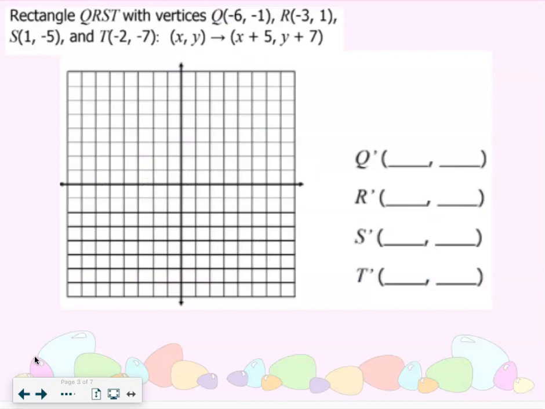So it says rectangle QRST with vertices Q, R, S, and T. So let's graph our pre-image and see what it looks like when we are done. So take a moment to graph those with me here. So Q, R, S, and T.